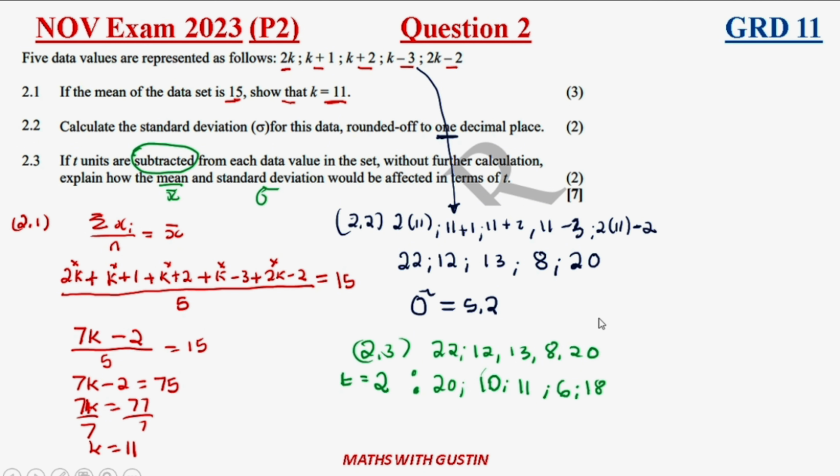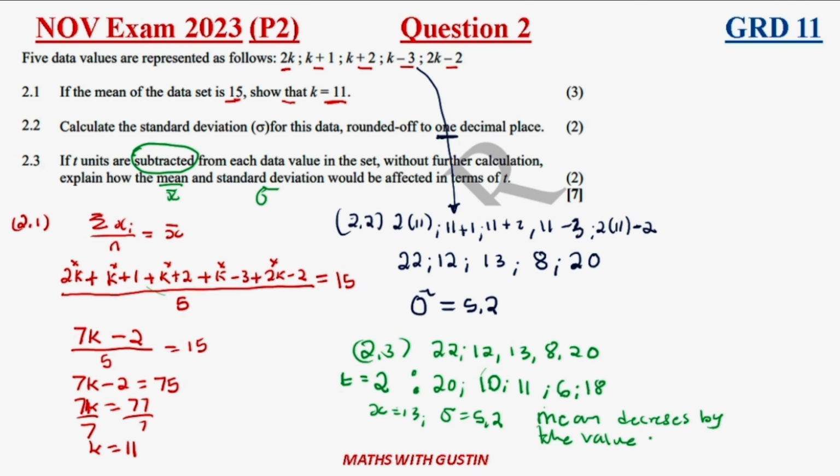All right, if T is equal to 2, the mean was 13, and the standard deviation remains the same at 5.2. Now, because they said you must explain, you can say that because the mean decreased by the value of T, the mean decreases by the value of T. So if our value was 1 or 3, the mean would decrease by 1 or 3.